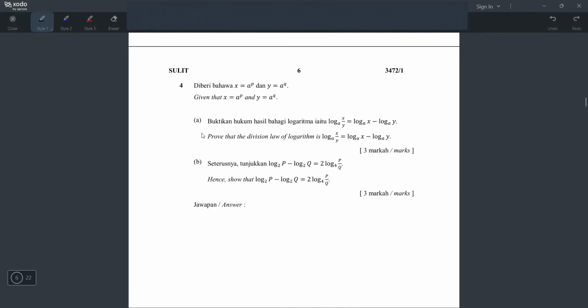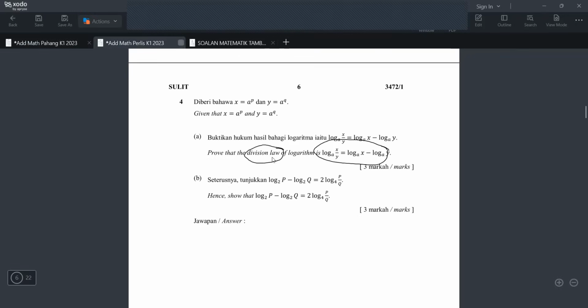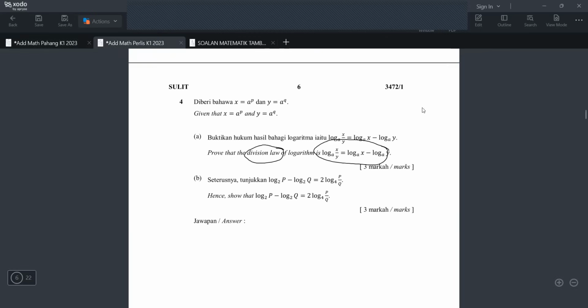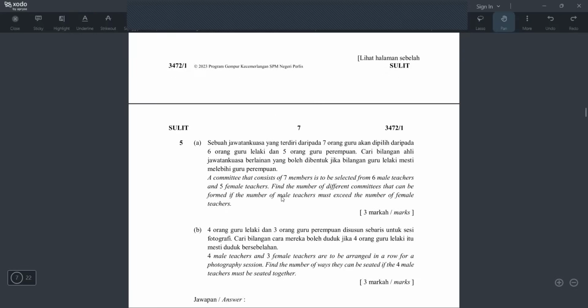Question number 4. Can you see they want you to prove that the division law of logarithm is this? Isn't this the same as this one, right? The Pahang one, right? Because in the Pahang one also, you are trying to prove the division law. Okay, actually, it's the division rule. Same lah, division rule or division law, right? Can you see it's the same?